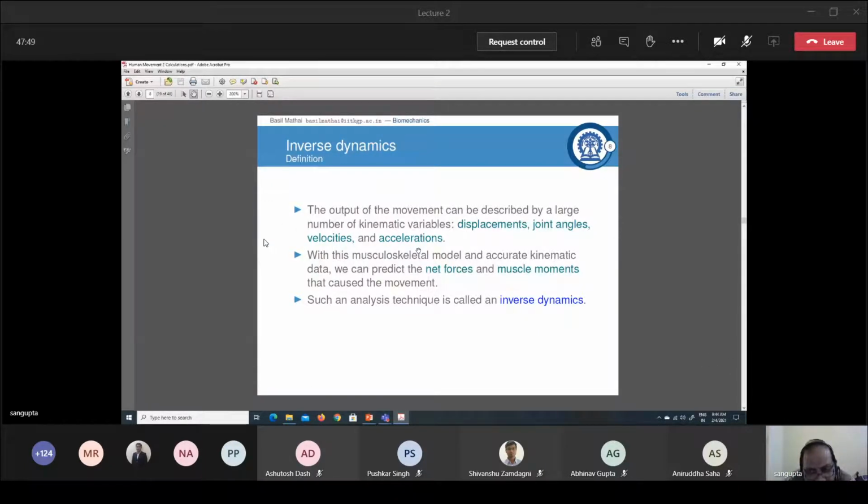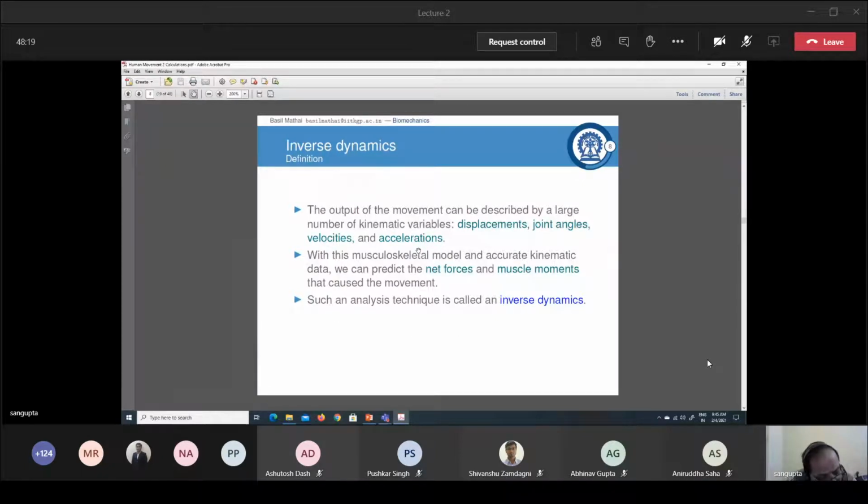But what happens in case of inverse dynamics? Here, input data is your position, velocity, acceleration. Okay? And then you use some static optimization technique, minimizing stress in the muscle, and you calculate the forces. So that's the reason it is called an inverse problem. It's inverse dynamics. That is the basic difference between forward dynamics and inverse dynamics.